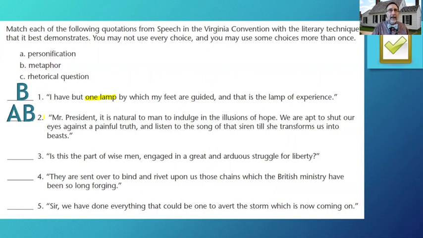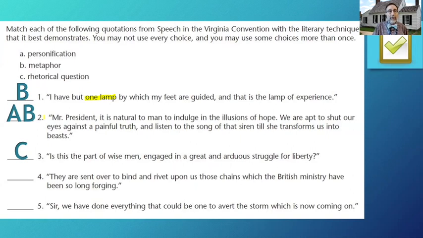Number three, is this the part of wise men engaged in a great and arduous struggle for liberty? And right away you're supposed to be, no, of course it is not. And that's what makes it a rhetorical question. So that would be C. Now, you can't guess rhetorical question just because there's a question mark. Not all questions are rhetorical. But in Patrick Henry's speech, I'd have to look at it, but I believe they are all rhetorical. He's not asking any actual questions.